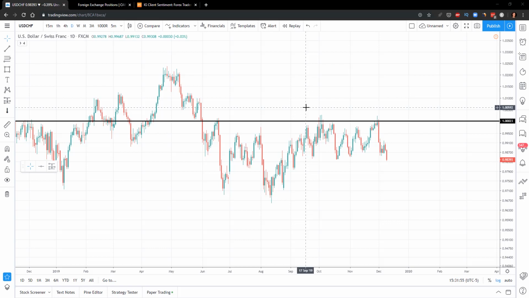All right, opposite holds true. If we're trading into key swing lows and I'm seeing that retail client positioning is heavily skewed to the short side, that's likely telling me that we're probably going to have a fake out to the downside and that the markets are going to continue higher.